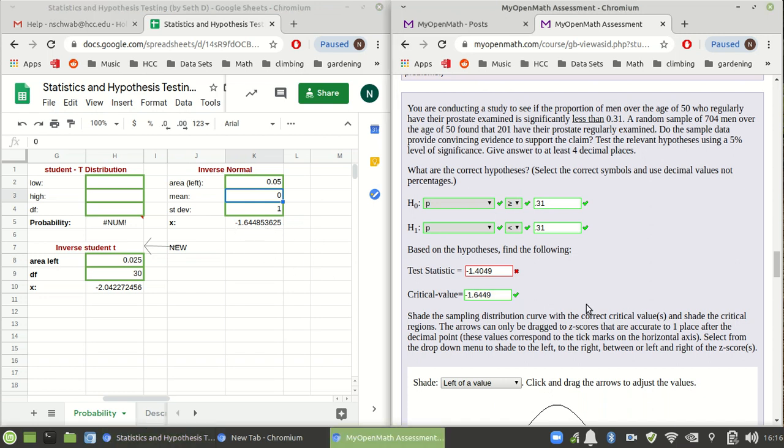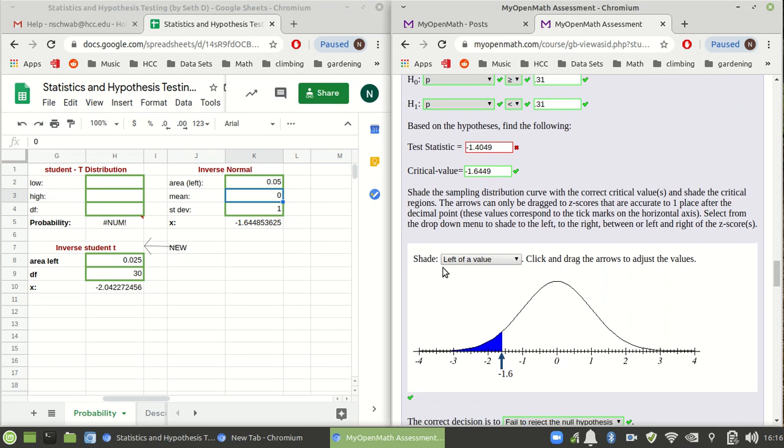If we scroll down, right, the critical value, what does it say? What do we have to do? Shade the sampling distribution curve with the critical values and shade the critical regions. The areas can only be jagged. The z-score is accurate to one place. So here you've correctly identified your critical value, right?